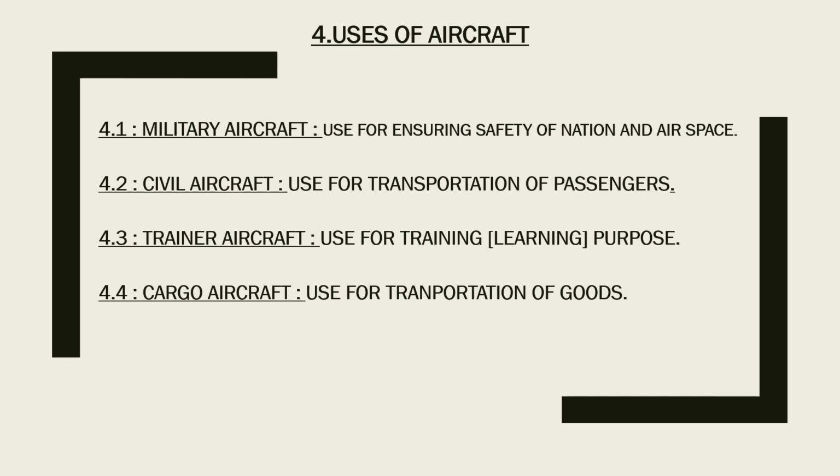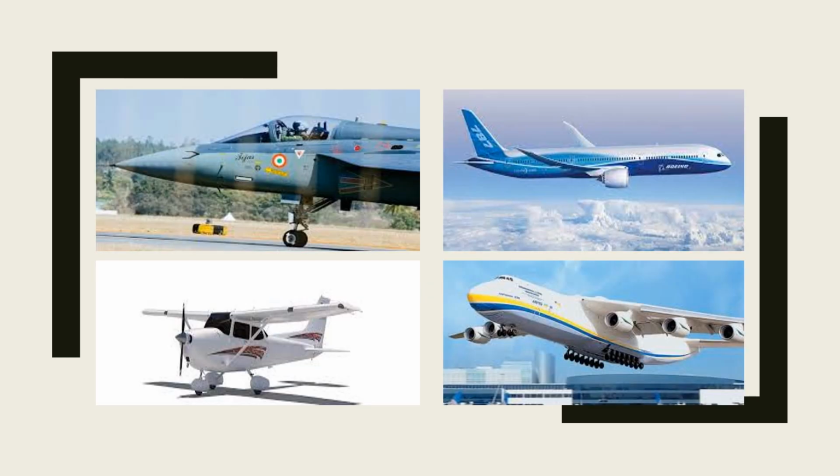Uses of aircraft. First, military aircraft. Military aircraft are used for ensuring safety of the nation and airspace. Second, civil aircraft. Civil aircraft are used for transportation of passengers. Third, trainer aircraft. Trainer aircraft are used for training purposes. Fourth, cargo aircraft. Cargo aircraft are used for transportation of goods. And there are so many uses of aircraft. The first aircraft is a military aircraft, and the second aircraft is a civil aircraft. The third aircraft is a trainer aircraft, and the fourth aircraft is a cargo aircraft.